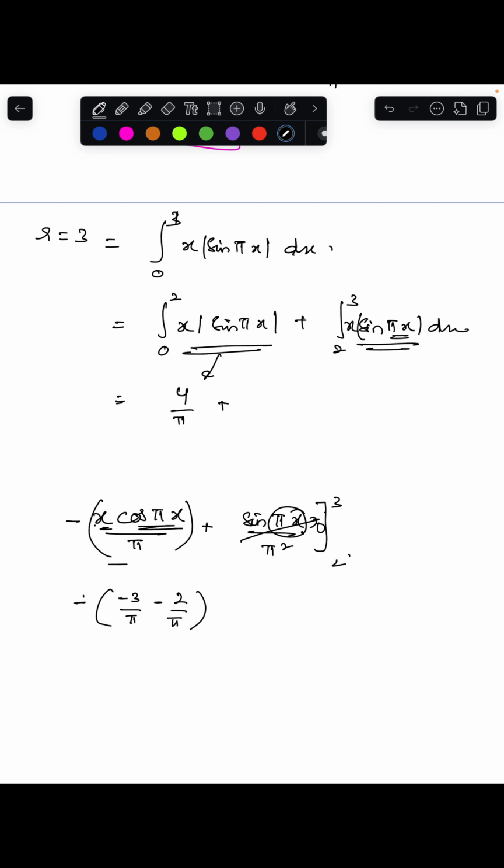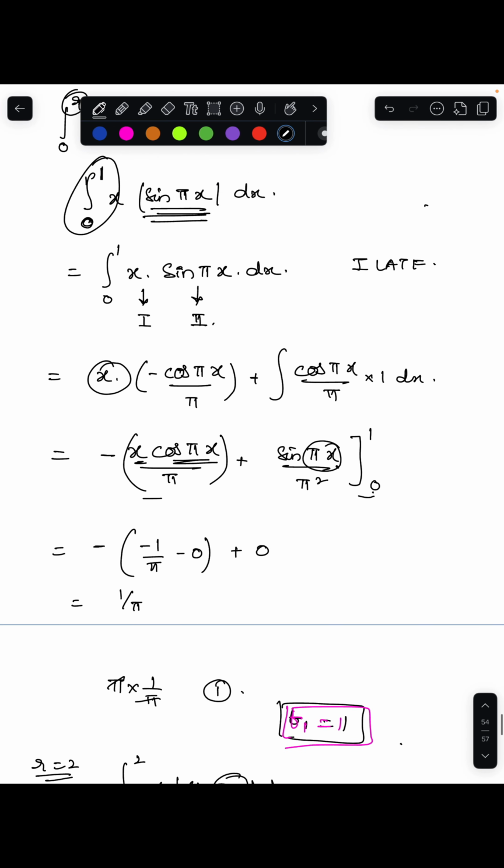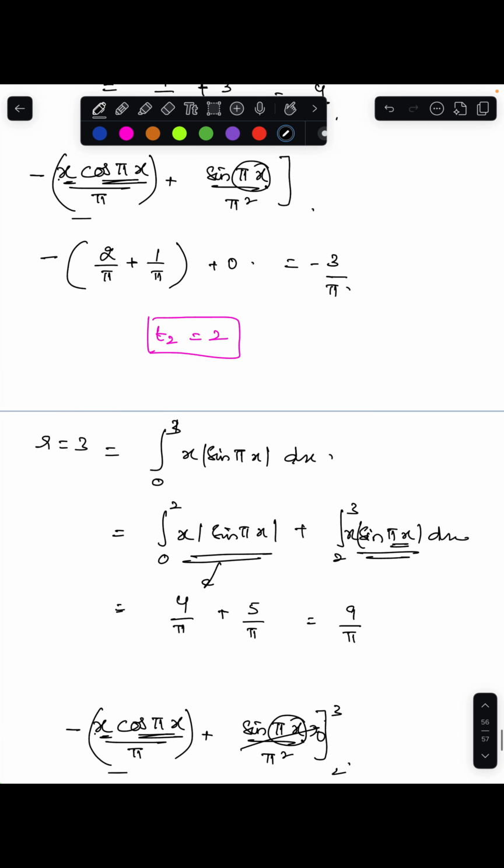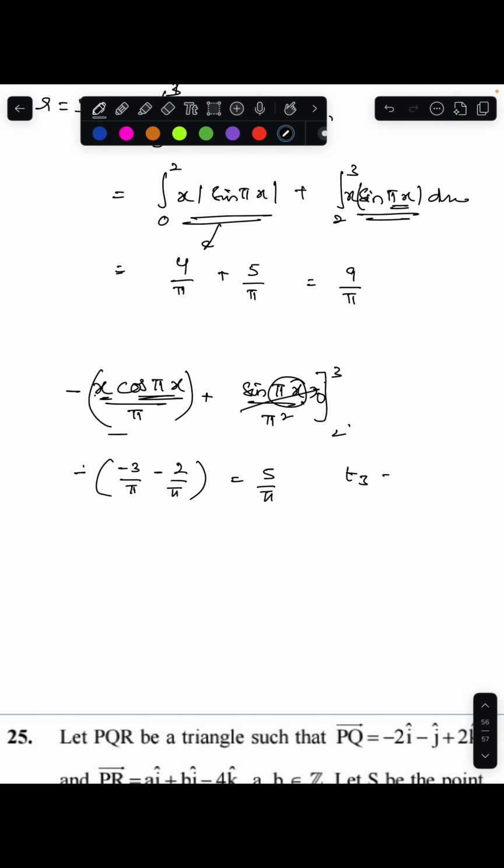as usual this is 0, so you are getting 5 by pi, so plus 5 by pi. Now we are getting the pattern clearly, 9 by pi, and it is multiplied with pi and taken square root, 3. So clearly T3 is 3.